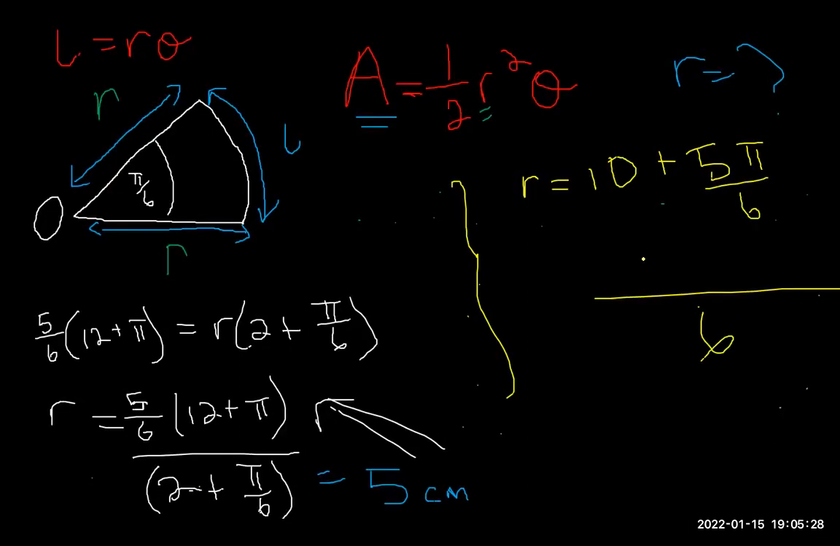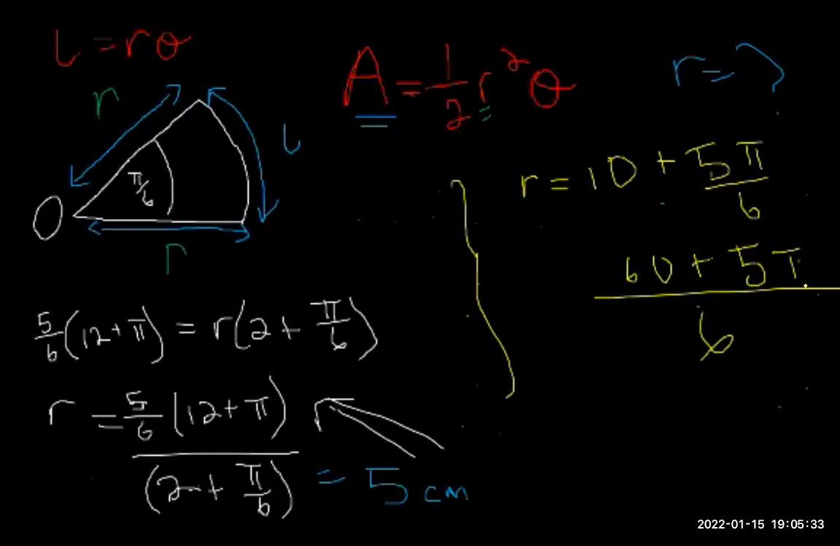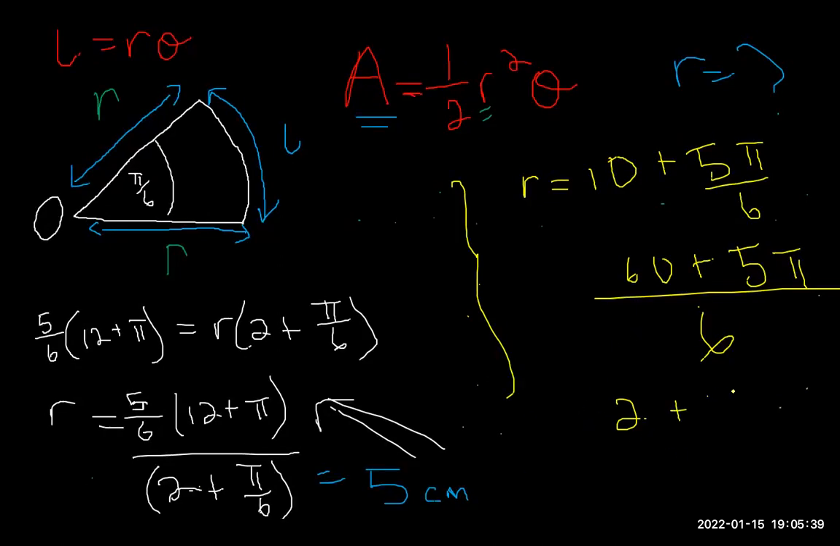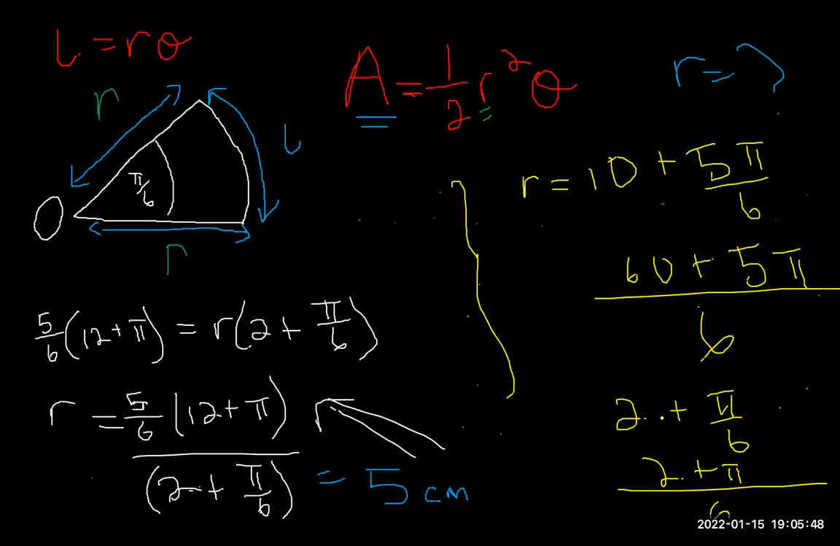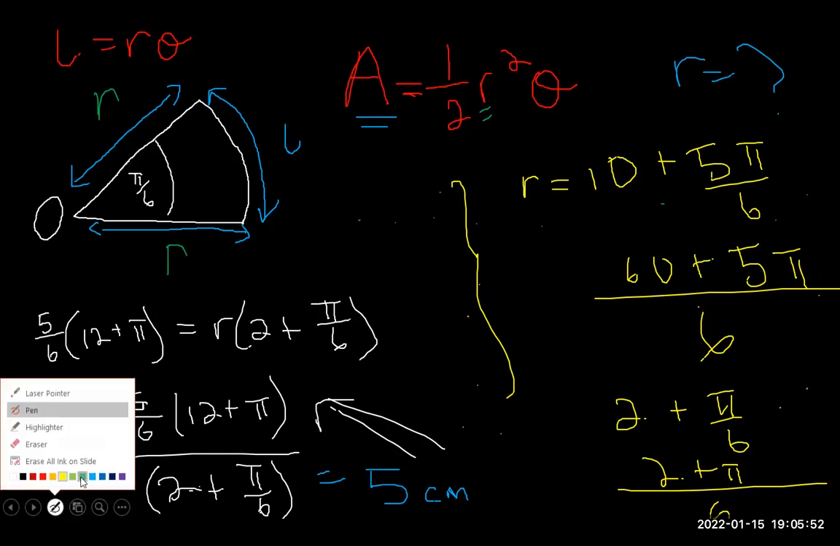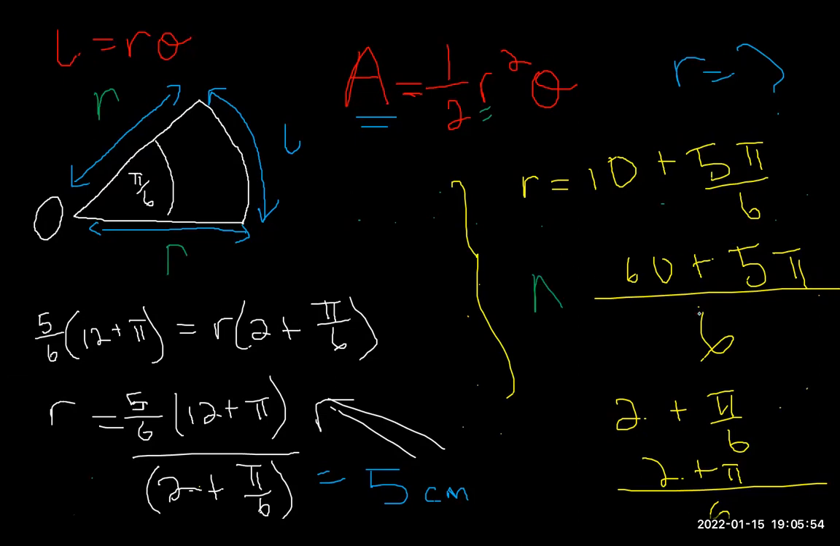So LCM is 6, 6 times 10 plus 5 pi. So this is my numerator. My denominator, if I want to make a single fraction, is also 6. So this is 2 plus pi. Let me just show that this is n for numerator. So this is my numerator. This is my denominator. So let me just erase.